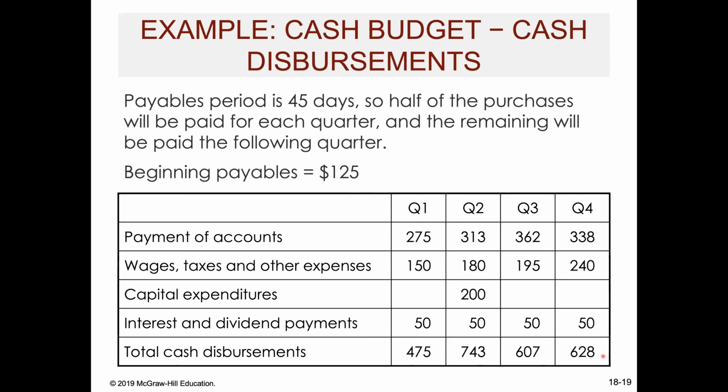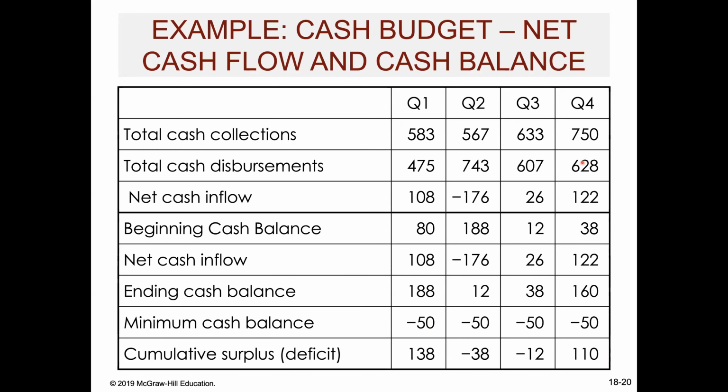So we've got cash coming in, cash going out. Now we can put it all together into a net cash flow and cash balance. Total cash collections, total cash disbursed. Our net cash inflow is 108 million based on these numbers. So we've paid out this much, we've received this much in cash. So we've got 108. Our beginning cash balance was 80. So the 108 plus the 80 gives us 188. That's our ending cash balance at the end of Q1.